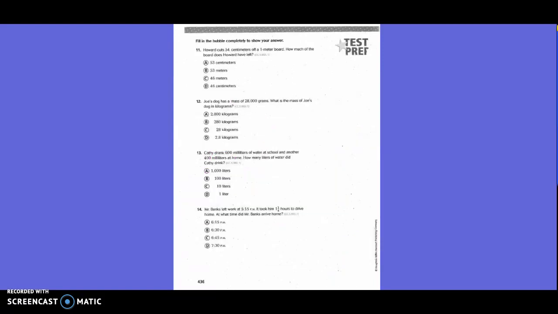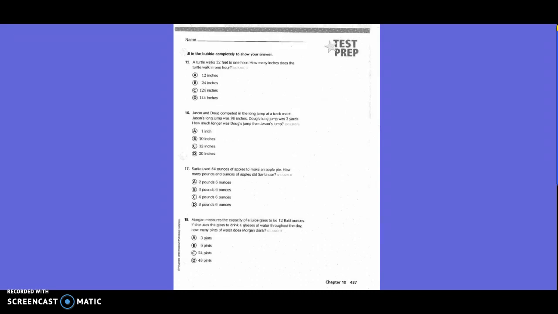You guys will do numbers 11 through 14 for homework. Don't forget to do your information and show work. Same as with numbers 15 through 18. They will be for homework as well. Don't forget to do your info and show work.